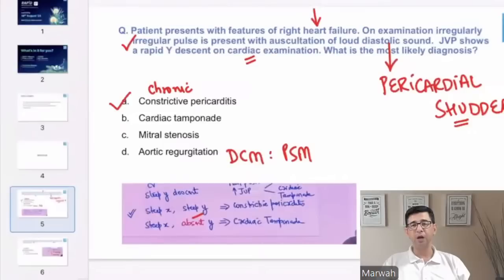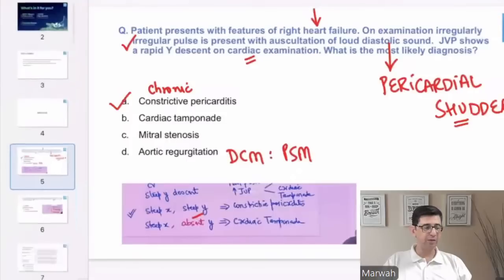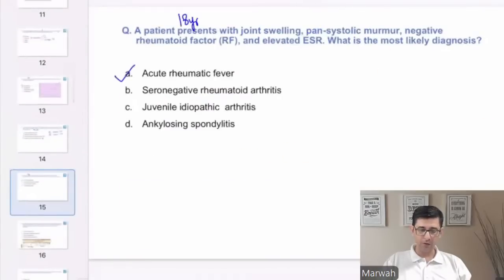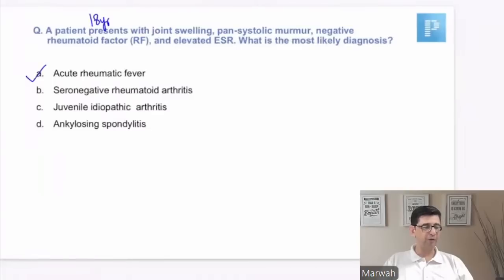This is the language, loud diastolic sound. It was not a loud diastolic murmur. I mean, I checked with multiple people. So that would be a pericardial shudder. Okay, so this would be acute rheumatic fever.